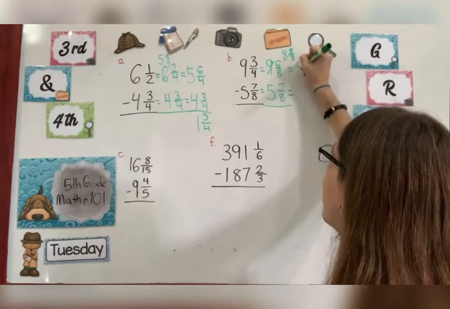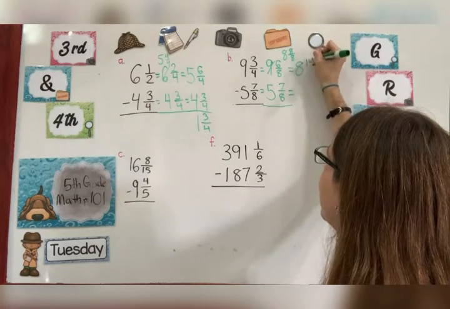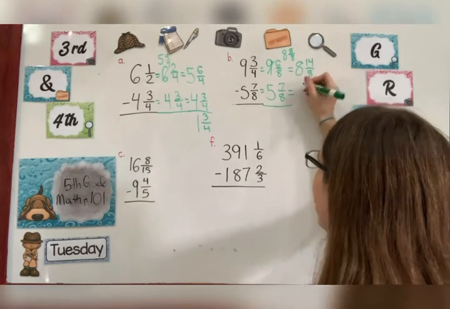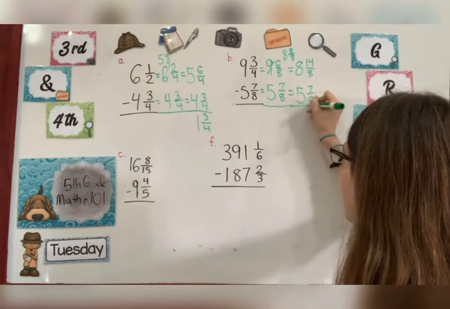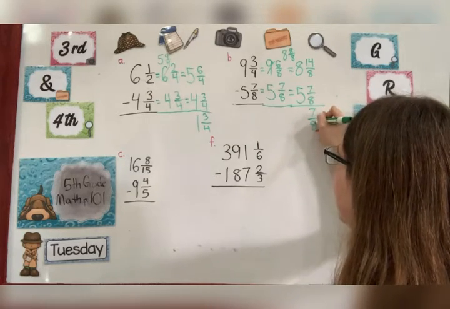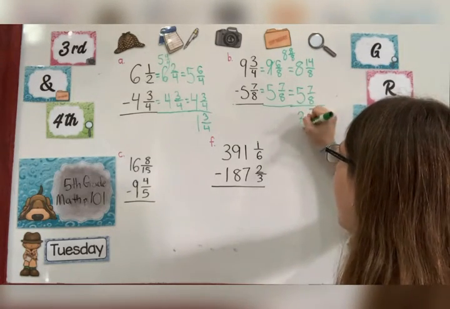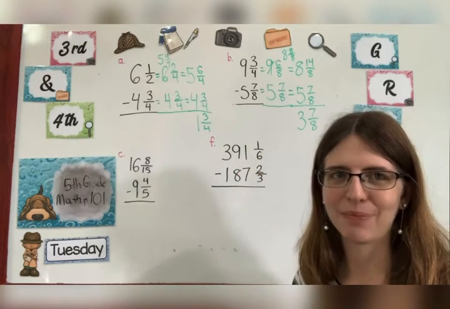All right, so I bring over my 8, my whole number. I add my fractions. 8 plus 6 is 14. Keep my denominator the same. It's an 8. Bring over 5 and 7/8 because that didn't change. Then I subtract. 14 minus 7 is 7. My denominator stays the same at 8. 8 minus 5 is 3. So 3 and 7/8 is my final answer.